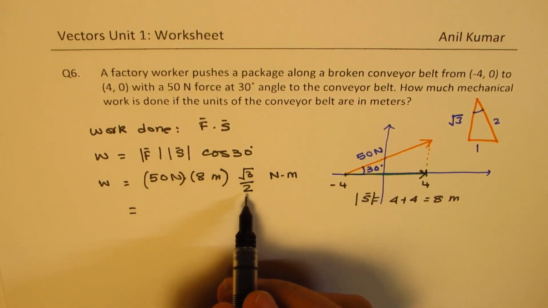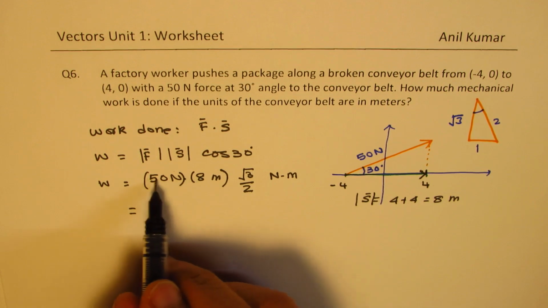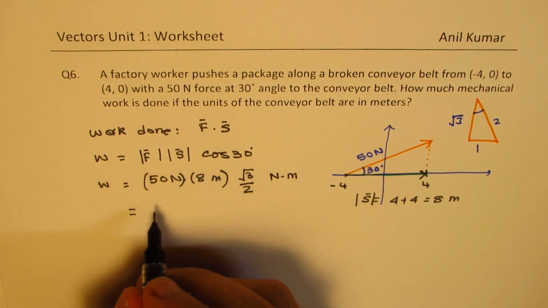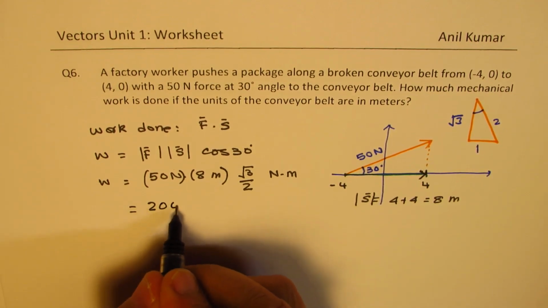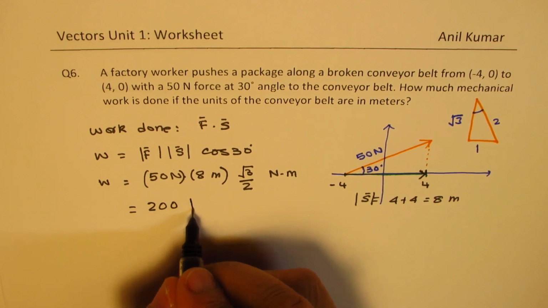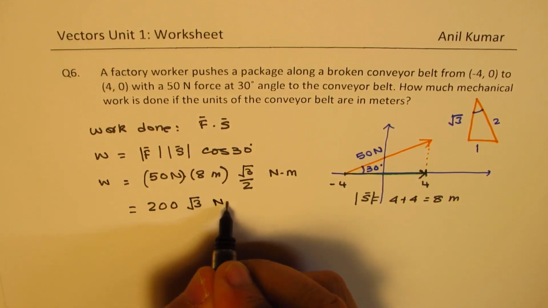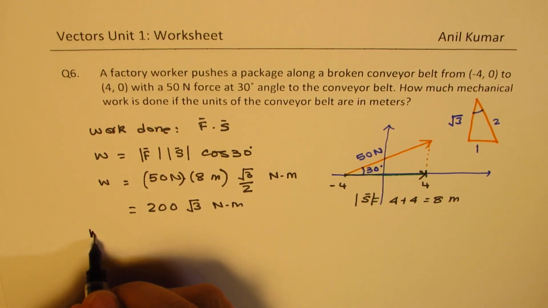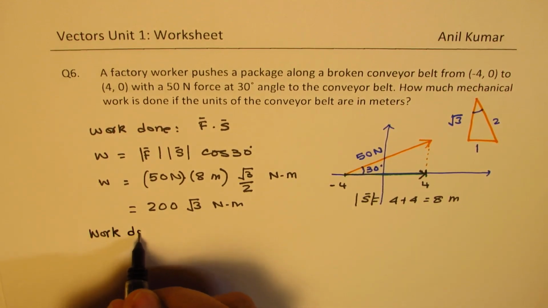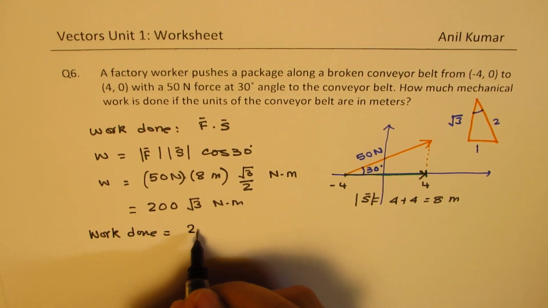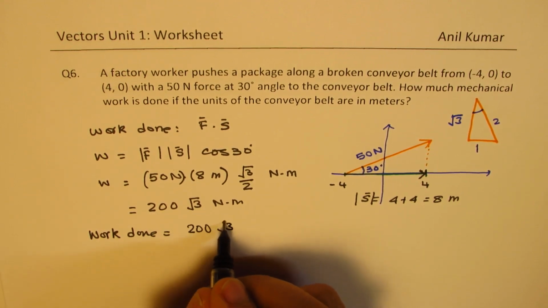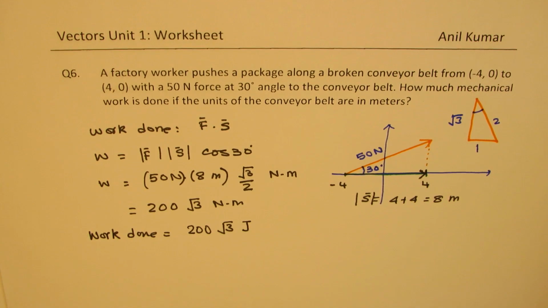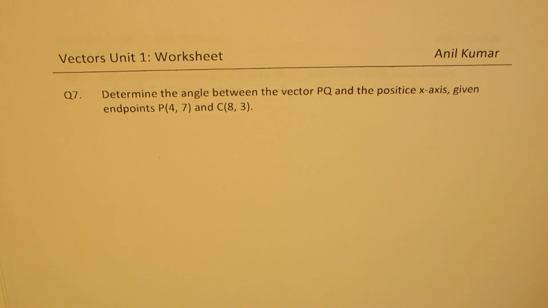So we can divide this. 4 times 50 is 200. So we have 200 Newton meters times square root 3. We also use the units joules, right? So we can say work done equals 200 square root 3 joules, right? So that is the solution. Let's move on and take question number 7 now.